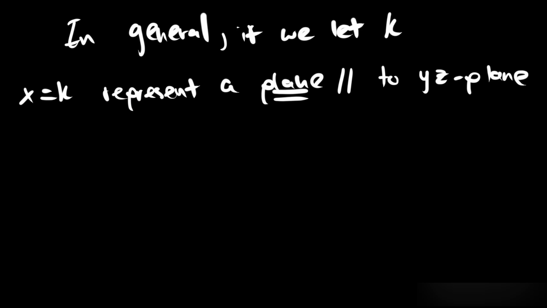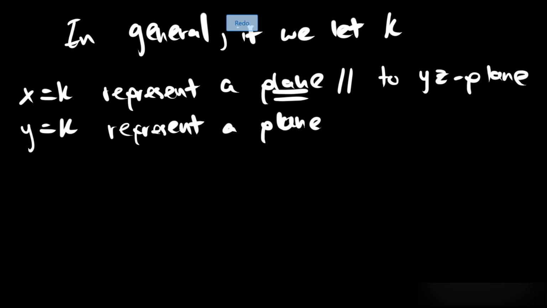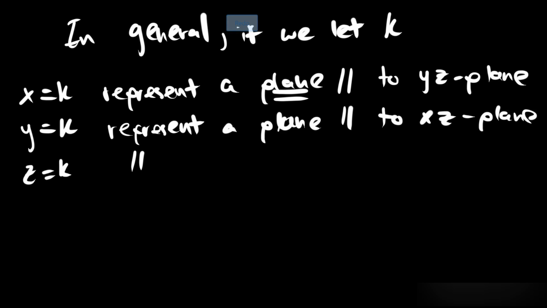So in general, if we let k be a constant, then we can say that when x equals k, this would represent a plane that's parallel to the yz plane, right? And then we could also say that when y equals k, it would also represent a plane that's parallel to the xz plane. And finally, we could finish this by saying that when z equals k, it would, the same thing, represent a plane parallel to the xy plane.